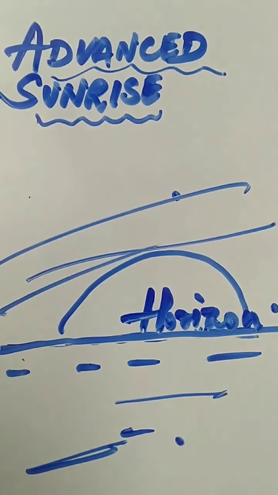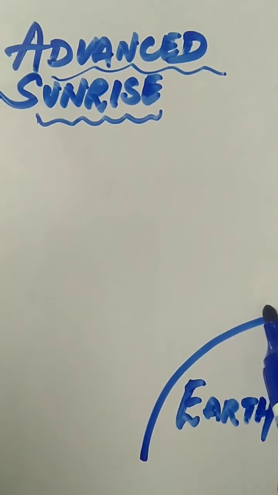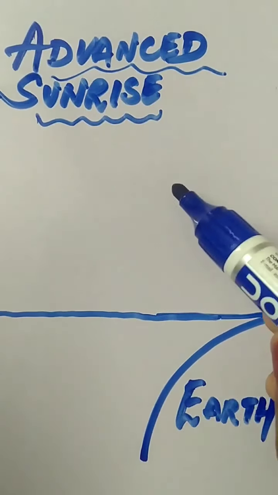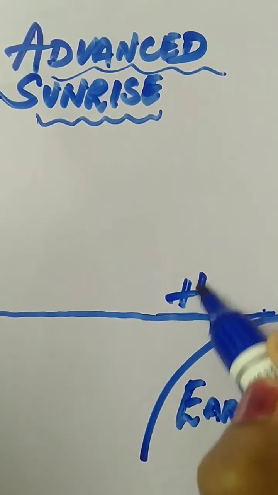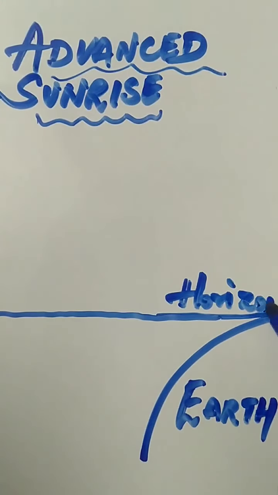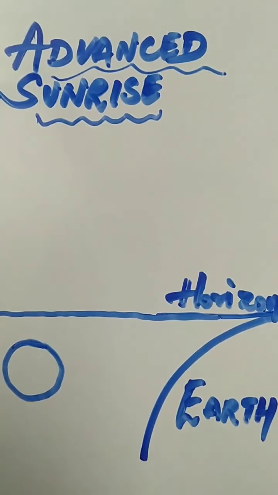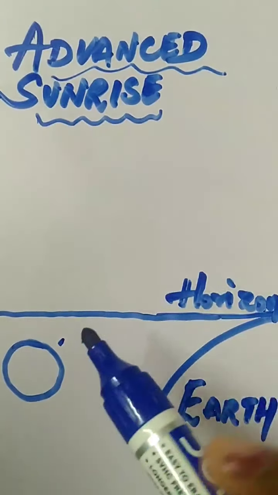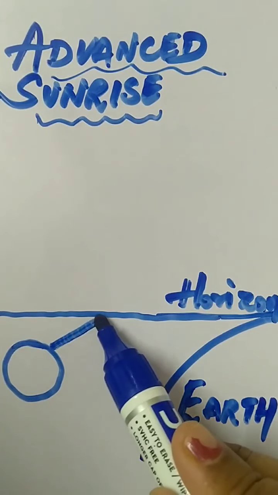To understand advanced sunrise, I will draw another diagram. So please consider this to be the earth, and we'll consider this to be the horizon. That is the line that separates the sky and the water. That is the earth, and this is our horizon. Now, the sun is just below the horizon. The sun has not risen till now. But the rays of the sun, that is the ray of light, travel above the horizon.